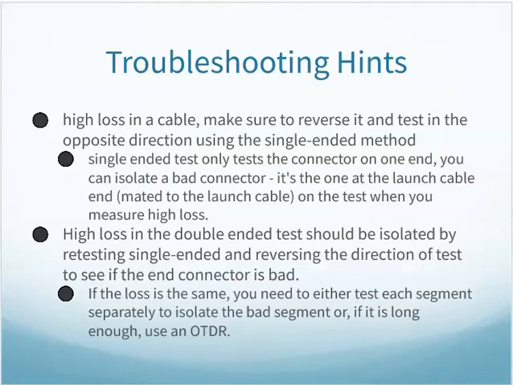They remind us on some troubleshooting. If you have a high loss cable, they say measure it. Basically, if you measure it one way, flip it around and measure it the other way to see if you get anything significantly different. If you're using a double-ended test, here's the reverse it as well. This one down here, reverse it. With a single-ended test, the connector on one end, you can actually say it's a bad connector. If it's a double-ended test, you can reverse it to see if anything shows up.